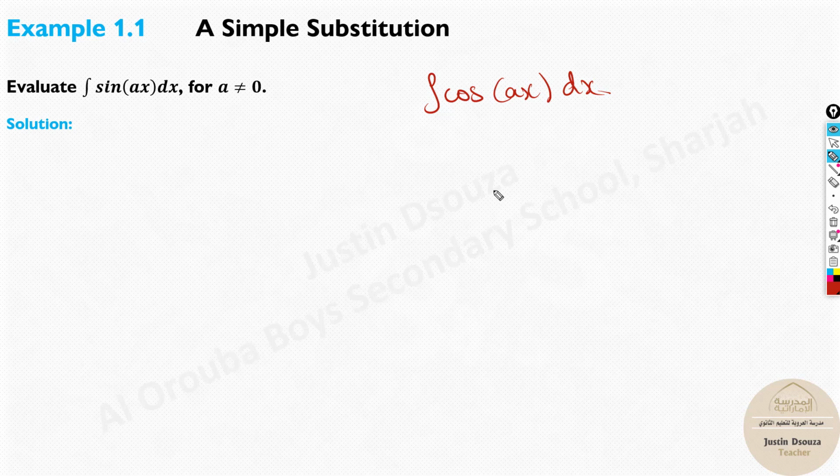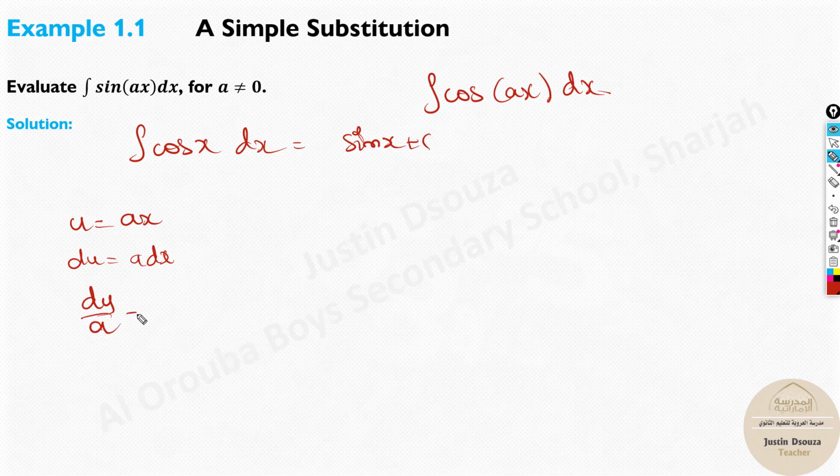How do we solve this? Just like what we did over here, let's recall the formula of cosine x dx. It is positive sine x plus c. So we know this will be the answer. All we need to do over here is assume u is equal to ax. You can take x to the other side, but the simple way is du is equal to a into dx. And what is dx? du by a. The same thing we did just a while ago.